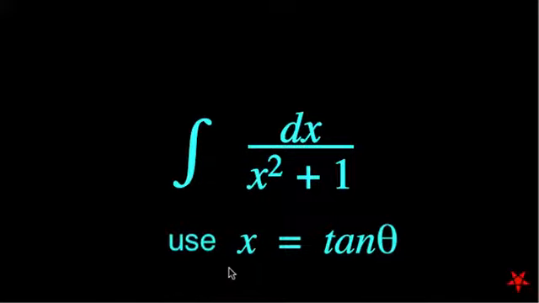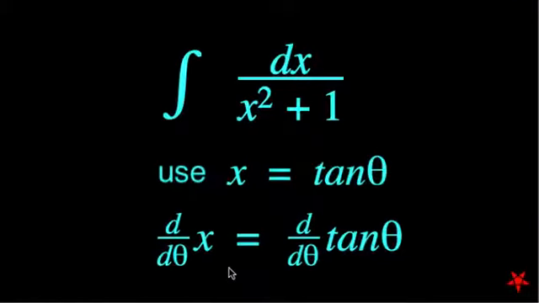So we're going to substitute in for x using x equals tangent of theta. We also need to substitute in for dx. So we're going to take the derivative of both sides of the substitution with respect to theta.